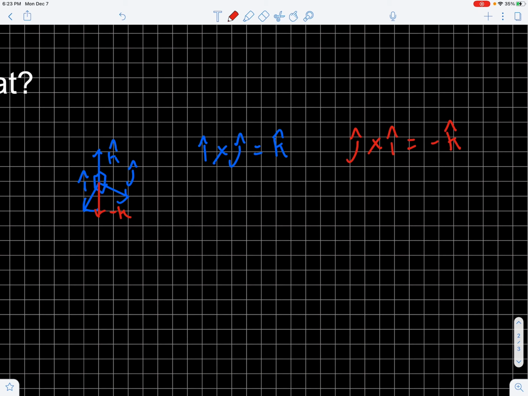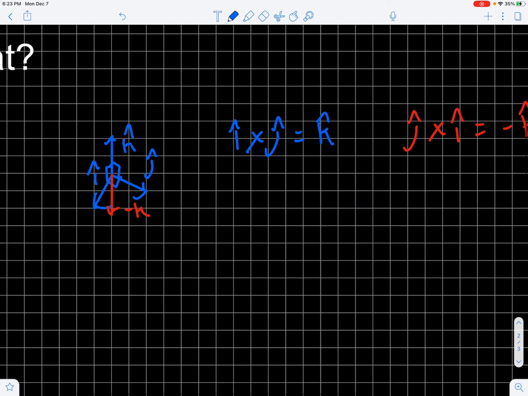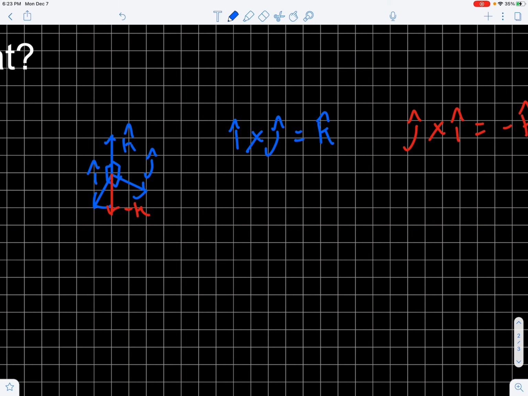All right, now, back to blue. We can also infer that k cross i hat equals j hat, because the length is 1, and index finger, middle finger, thumb points this way, and j cross k hat equals i hat.